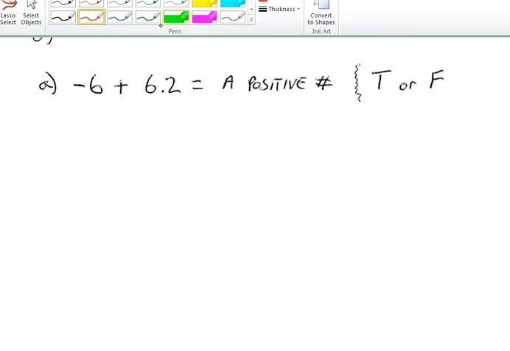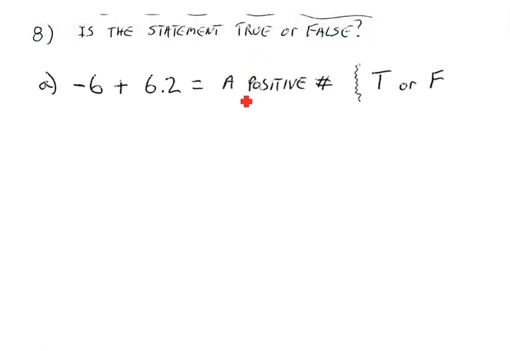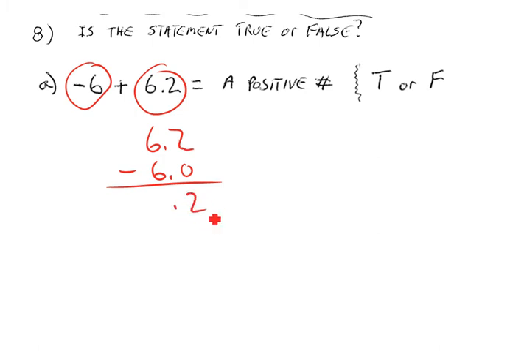Okay, is the statement true or false? Let's see, these two numbers, they add up to a positive number. Is that true? In case you cannot figure that out very quickly, 6.2, and then you have a negative 6, and there's a 0, and you could still see that we have 0.2 left over. It's a positive number. That's true. The answer is a positive number.